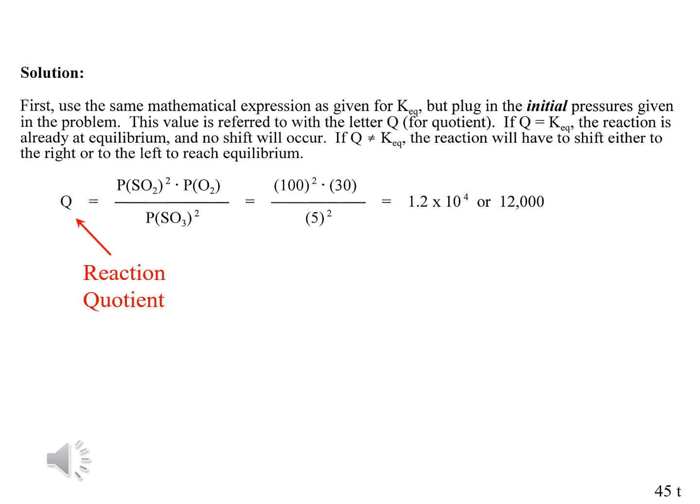Chemists use the letter Q to stand for the number you get when you use the equilibrium expression, but you plug in initial concentrations. The reason why they call it the reaction quotient is that a quotient is a division problem in math. So if the Q is not equal to KEQ, you know that the reaction is not at equilibrium. But it's also significant that the Q is greater than KEQ, because that tells you which way the reaction will shift to reach equilibrium, as I show on the next slide.